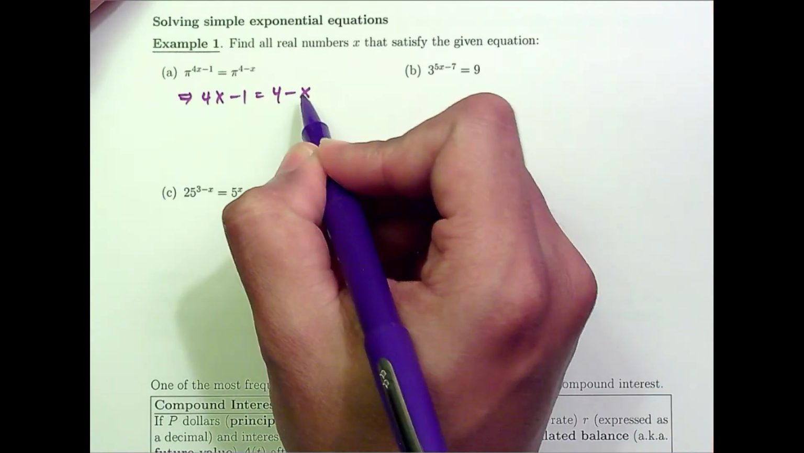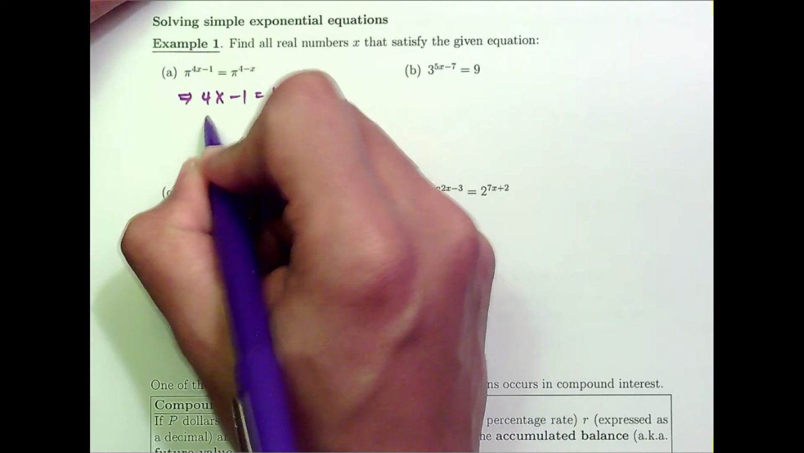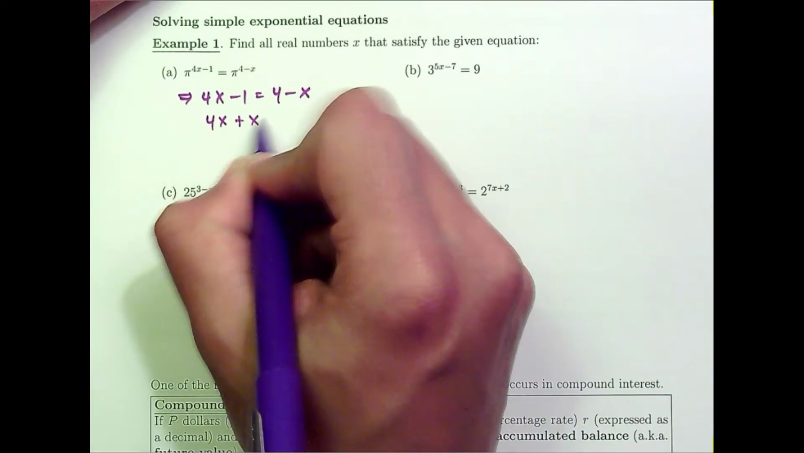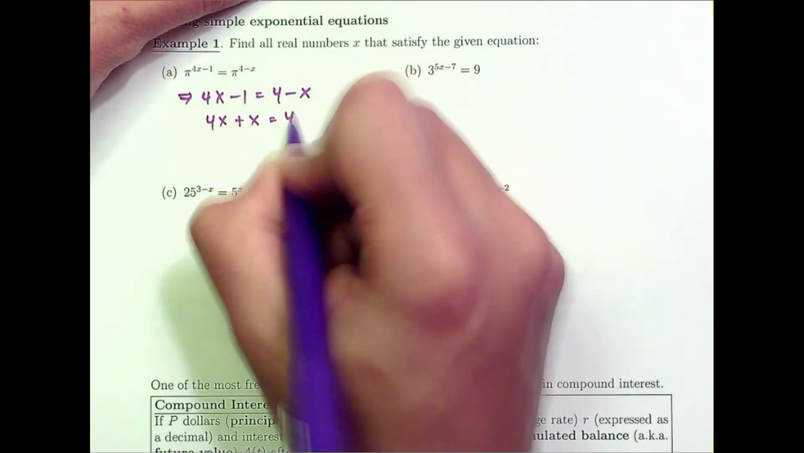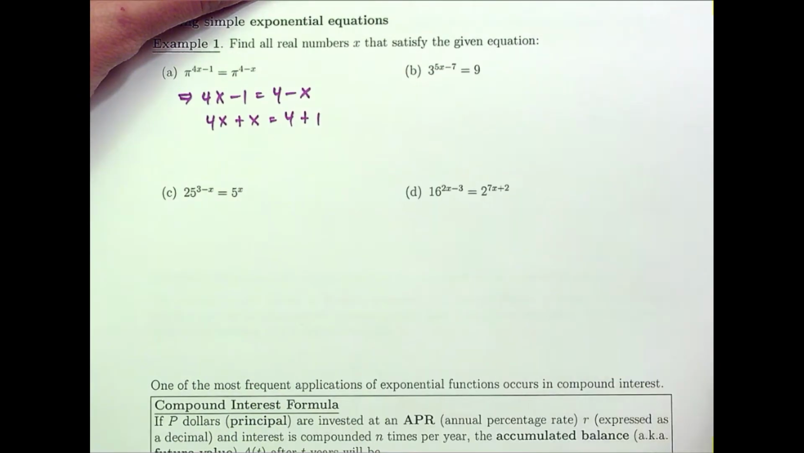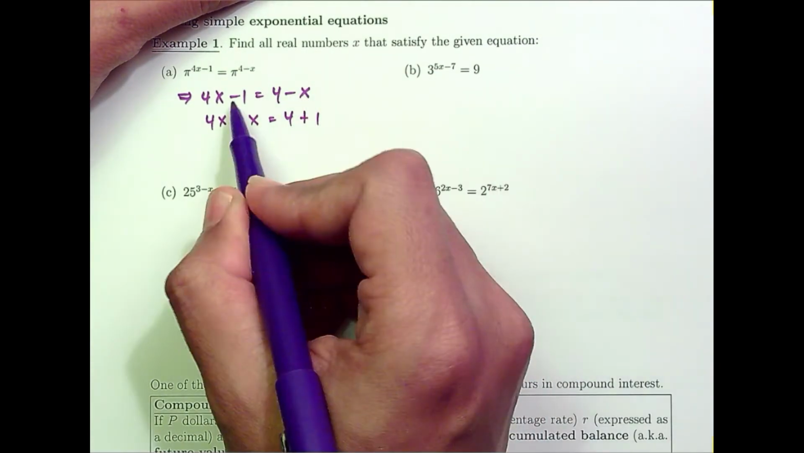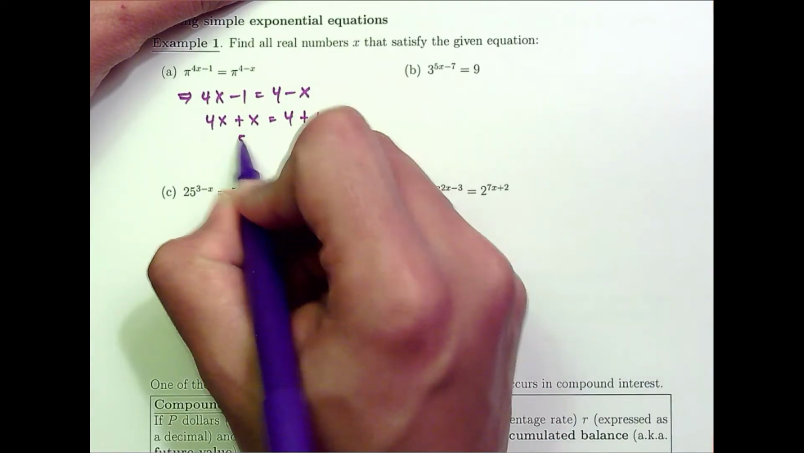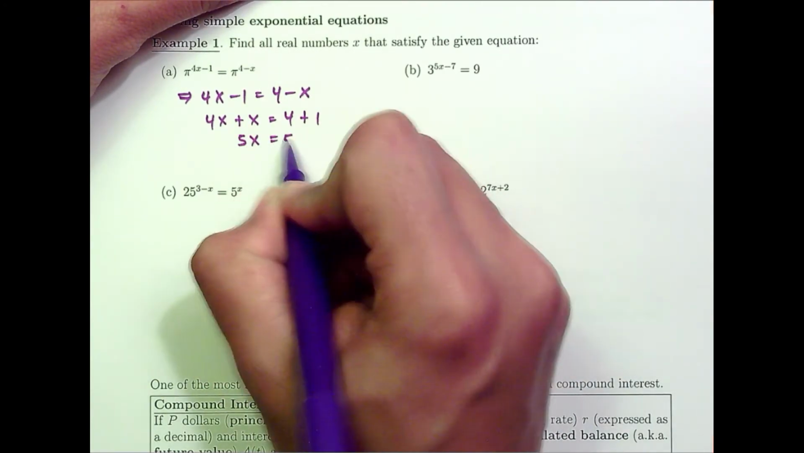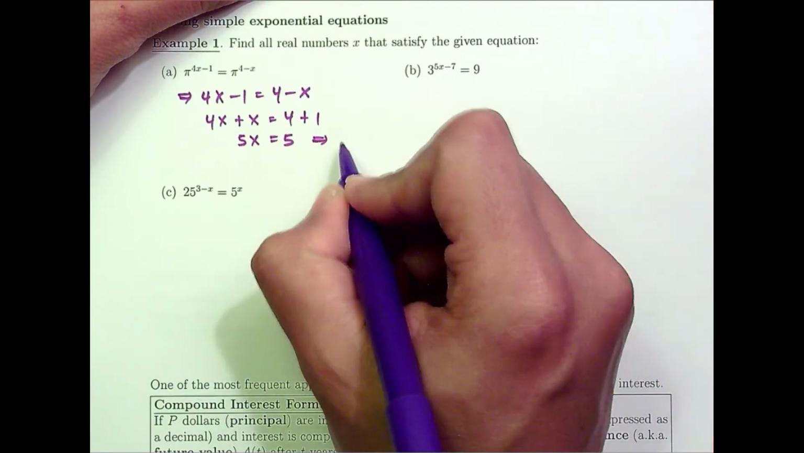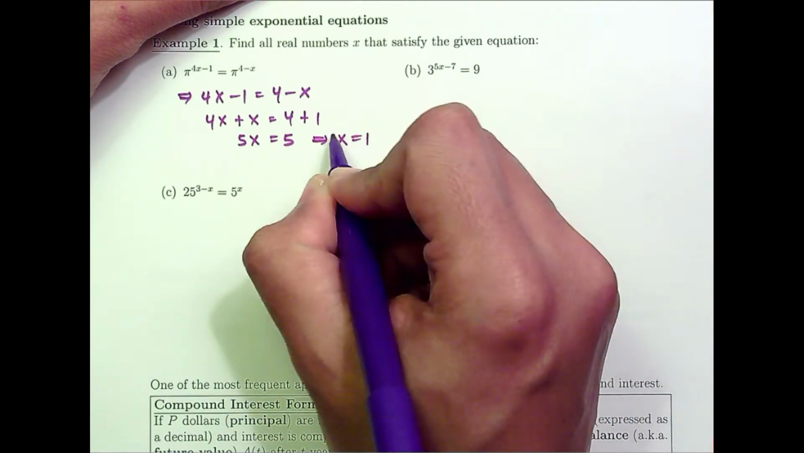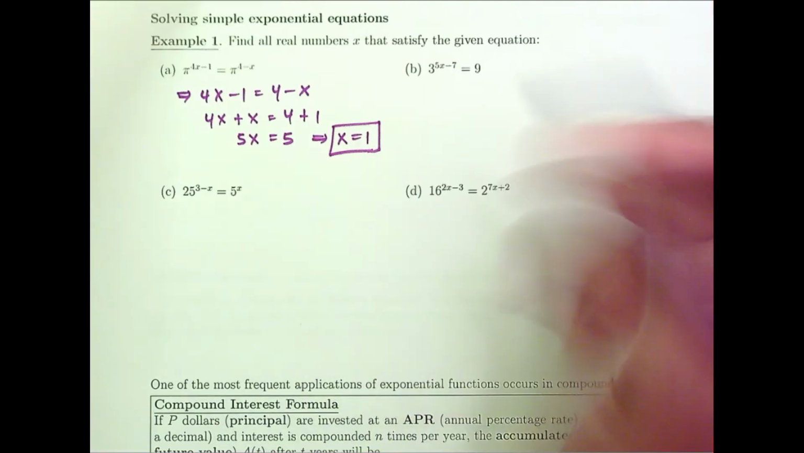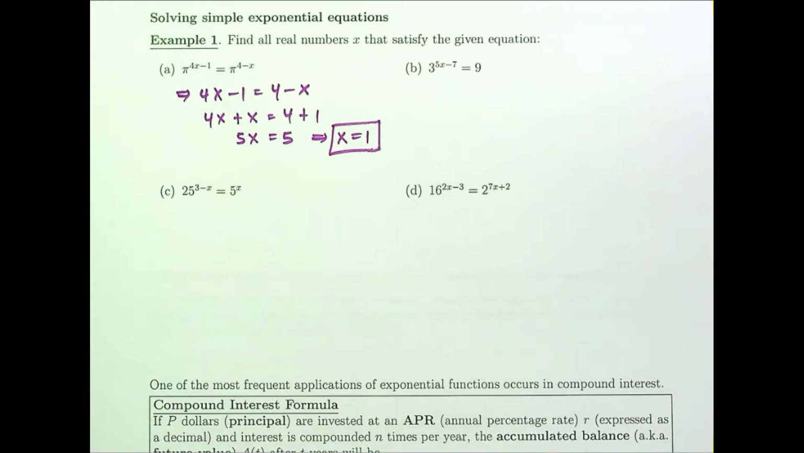So move this x minus x to this side, you're going to get 4x plus x. And then move this minus 1 to the other side, you're going to get 4 plus 1. I moved the minus x and then the minus 1 to the opposite side. This gives me 5x equals 5, and dividing by 5, you get x equals 1. And that's the value of x.